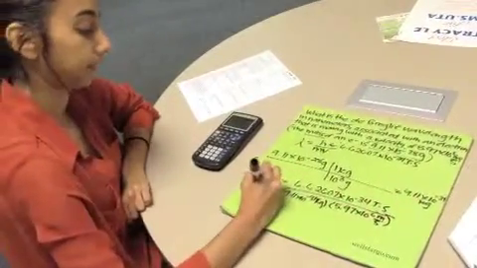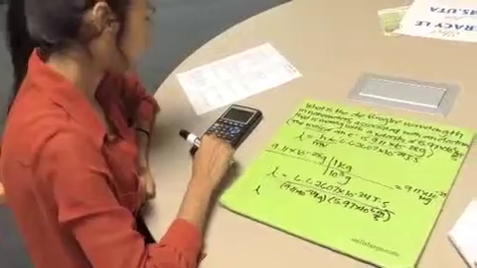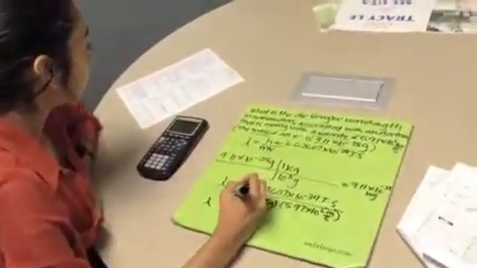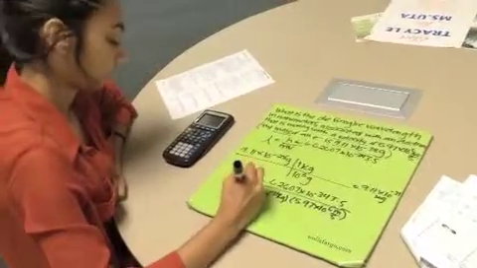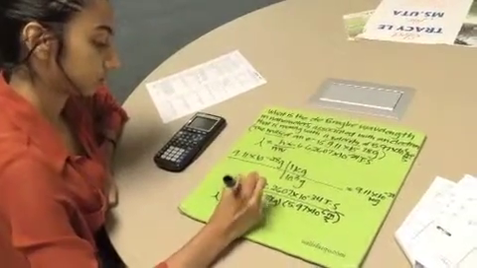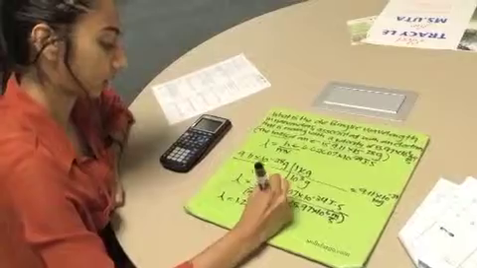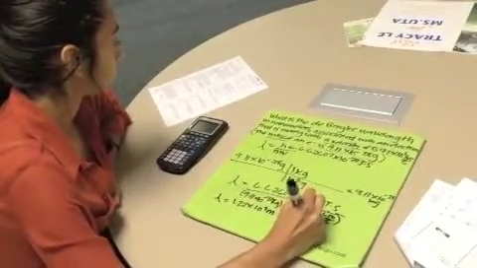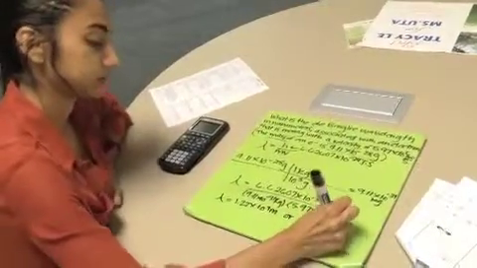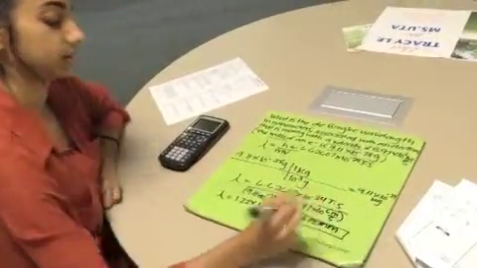And when we solve this problem, we get that the wavelength is 1.22 times 10 to the negative 9 meters, or 0.122 nanometers. And that is the final answer.